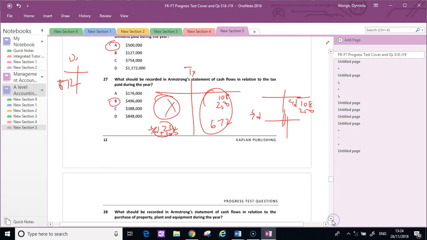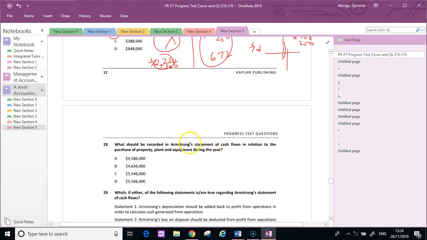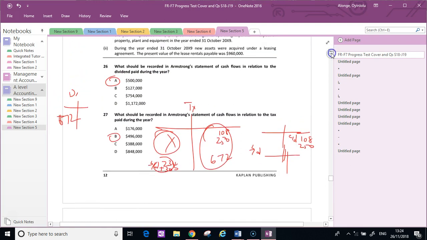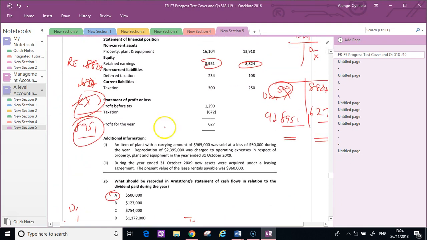So for 28, the issue here really is just mapping, making sure you pick out all the figures that you need. So let's look at what information we have, and it's literally just draw a T account and walk through it. We have some additional information to help us. So I have that as my final closing. It says that we got rid of that. So literally, you're just plugging in figures. Just doing it over here on the slide, I start off with 13,918. Then it says I finish with 16,104. Then it says that I got rid of this thing that had a carrying amount of 965.